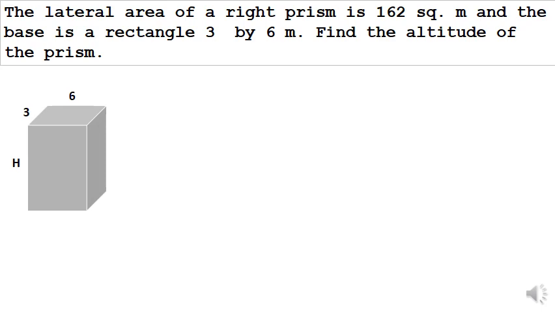Okay, here is our prism. The base has a dimension of 3 by 6, and we are going to find the altitude. What we are given is the total lateral area. Where are the lateral areas? One is this rectangle. This rectangle has an area of h by 3. And since this area is also similar to the area at the back, then we multiply it by 2.